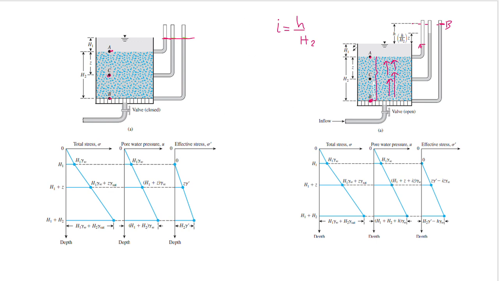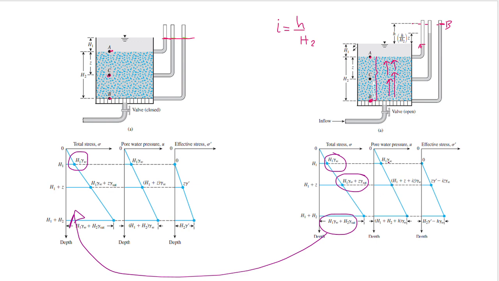If I change the color to this one, the total stress is not very different from the first one that we showed: H1 gamma water at point A, and at C it is H1 gamma water plus Z gamma saturation. So they are similar to the no-seepage case, but the pore pressure is changed here. At point A, we have the water height H1 gamma water, which is easy to calculate.